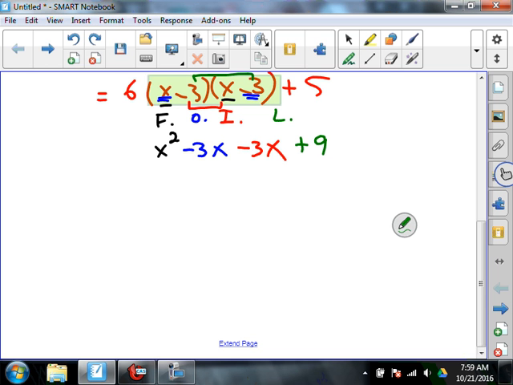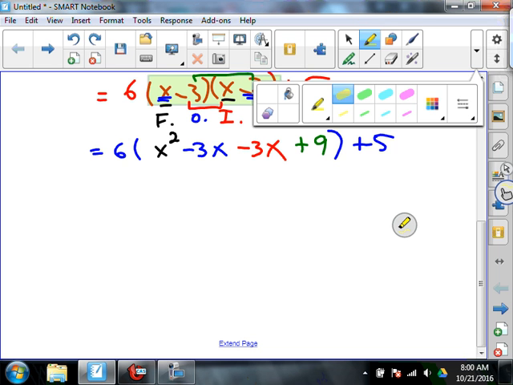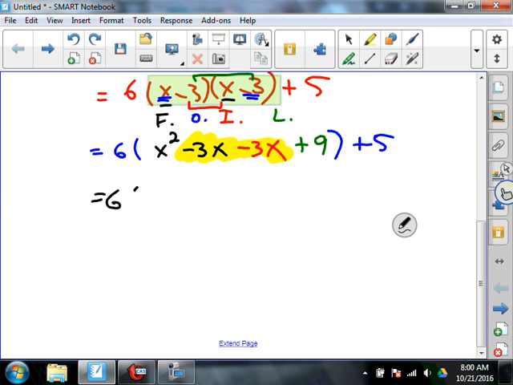How's everybody doing? Okay. So don't forget that there's that 6 hanging out front. And then there's that plus 5 on the end. And I heard somebody say we need to combine our like terms. Nice call. We do need to combine these like terms. So combining those, that's going to give us minus 6x plus 9 plus 5.